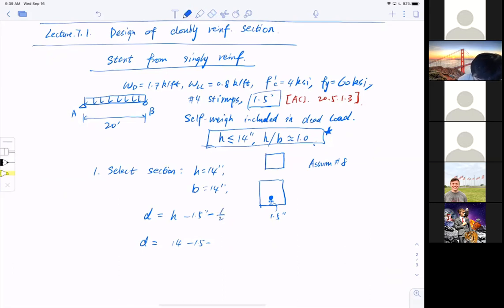1 inch divided by 2. Okay, but I think I forgot one thing. It's the stirrup size right here. That's why I got a mixed number.